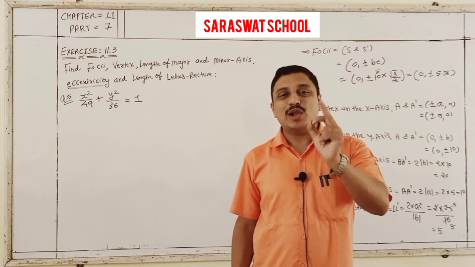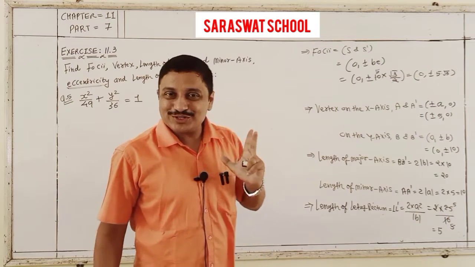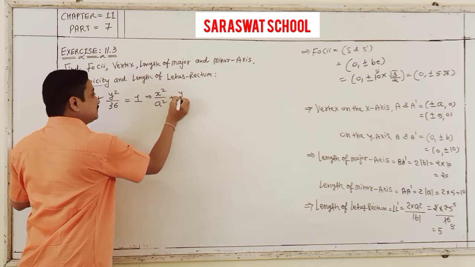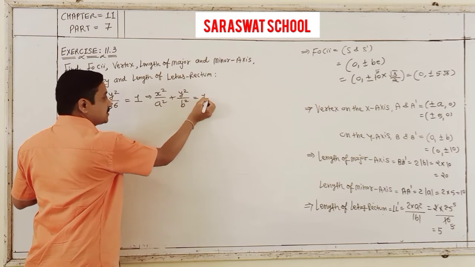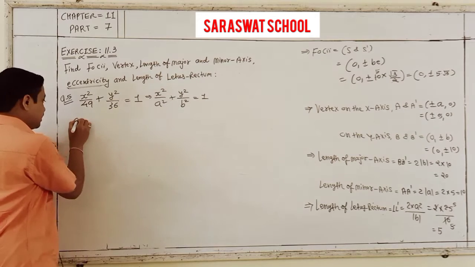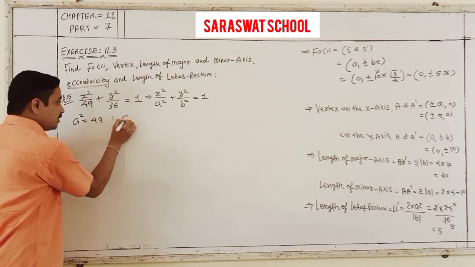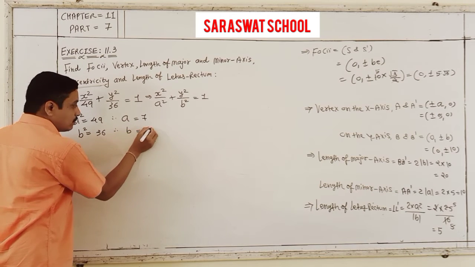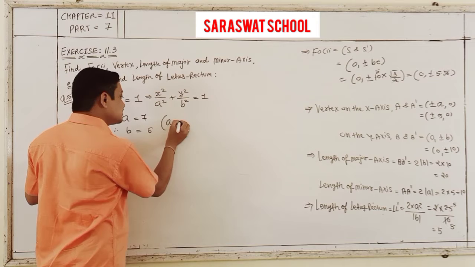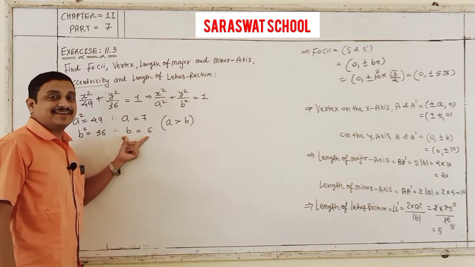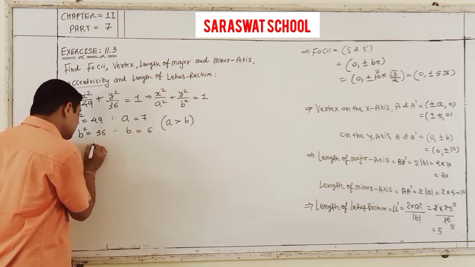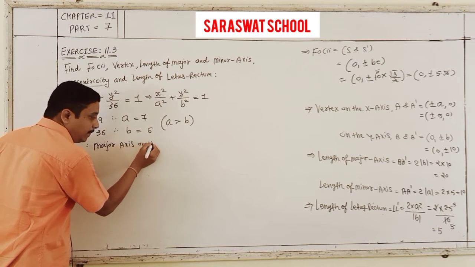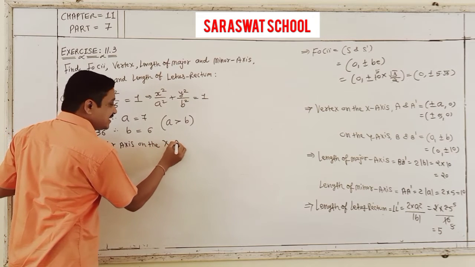Simple, you decided value of A and B from your standard equations of the ellipse. X square by A square plus y square by B square is equal to 1. Students, your A square is 49. What is A? 7. B square is 36. B 6. And check what is the highest. Definitely highest is the A value. So major axis on the which axis? X axis.